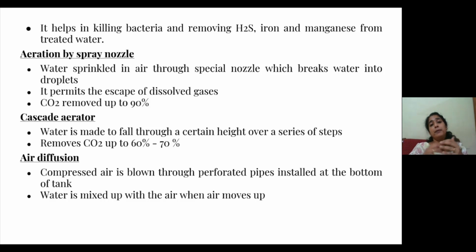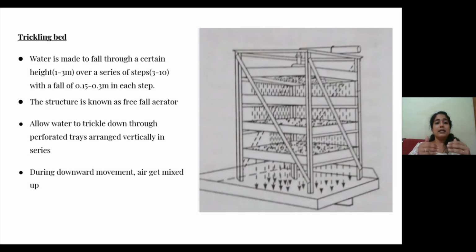In this method, perforated pipes are inserted in the tank that contains the treated water, and bubbles of air are allowed to pass through these perforated pipes. This air will move upwards in the tank and mix with the treated water, which will remove the dissolved gases and carbon dioxide from the water. Then the next method is the trickling bed method.